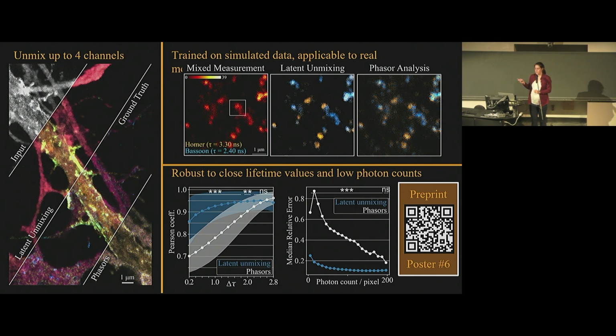And finally, we show that we are more robust than the state-of-the-art for both the distance between the lifetime of 2 emitters, so we can use dyes that have closer lifetime values, which opens up new possibilities for combinations of dyes. And we're also much more robust to low photon counts, so even if we're in difficult imaging conditions with neurons, we can still unmix the images using our method.